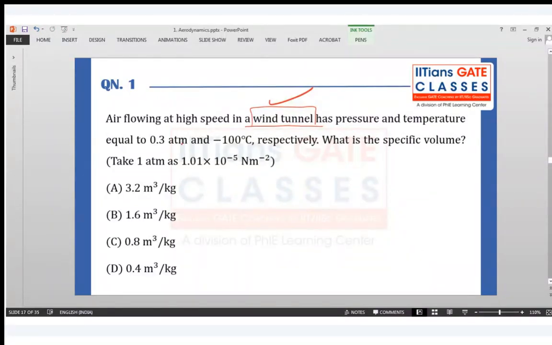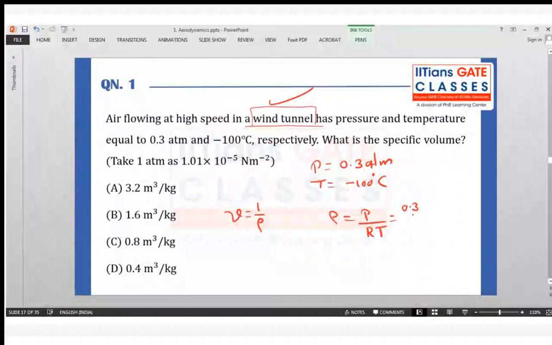Okay, so the pressure and temperature are given by these numbers. Pressure is 0.3 atm and temperature is minus 100 degrees Celsius. What is the specific volume? Before you calculate it, you need to know what specific volume is. Specific volume is nothing but 1 over the density. So all you need to do is calculate the density. What is the formula for density? P by RT. Pressure is already known, 0.3 atm.